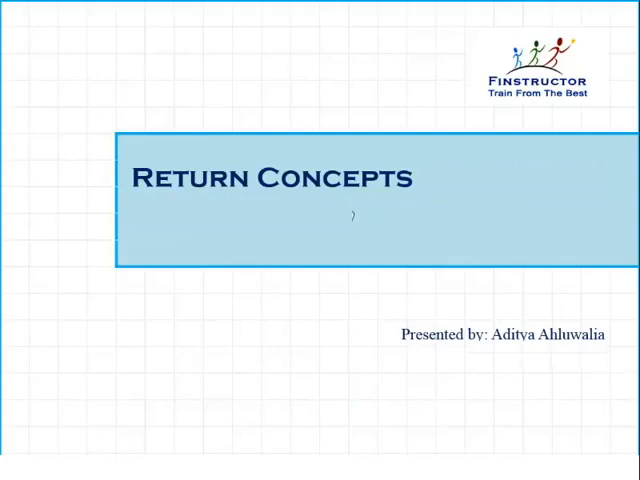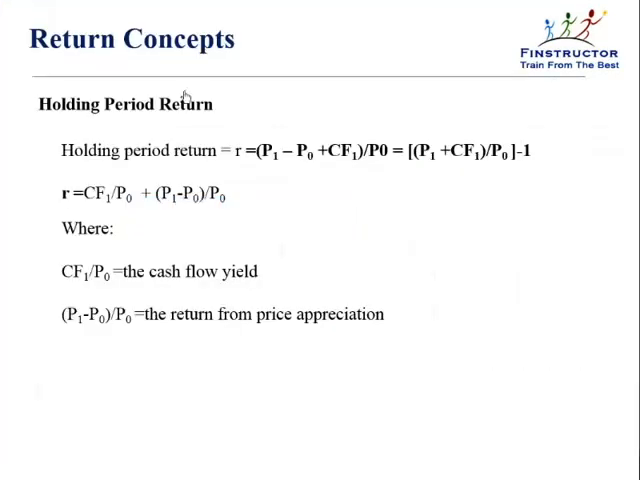So holding period return is simply defined as the ending value minus the beginning value plus the cash flows upon the beginning value in the holding period. The holding period could be 1 day, could be 1 year, could be 10 years. The formula still remains the same. It is not annualized or adjusted for time. It is simply how much we bought it for and how much did we sell it for and what is our return.